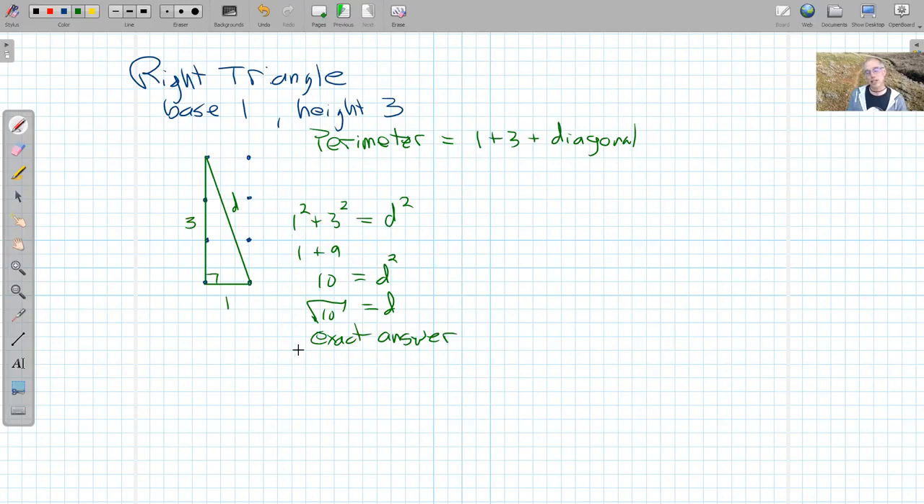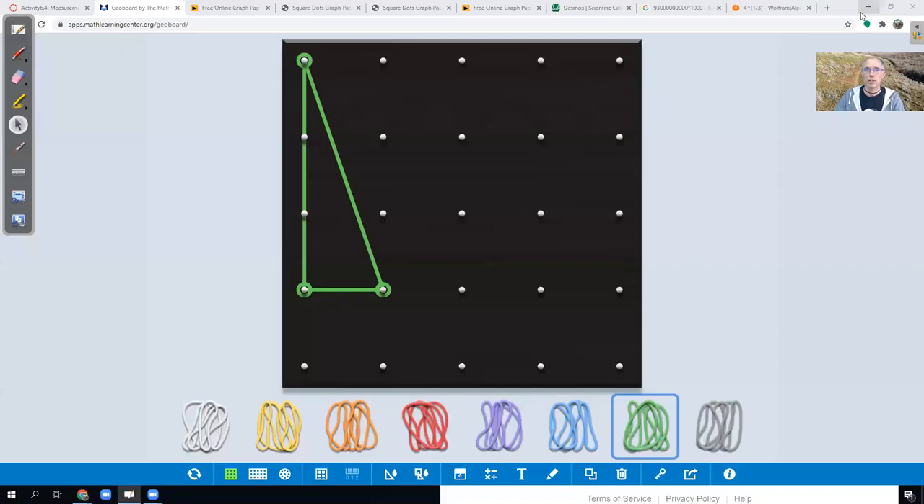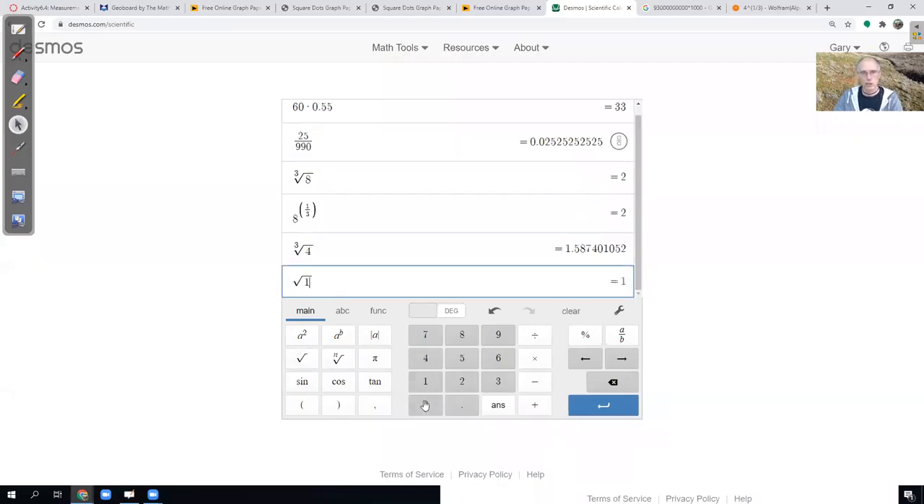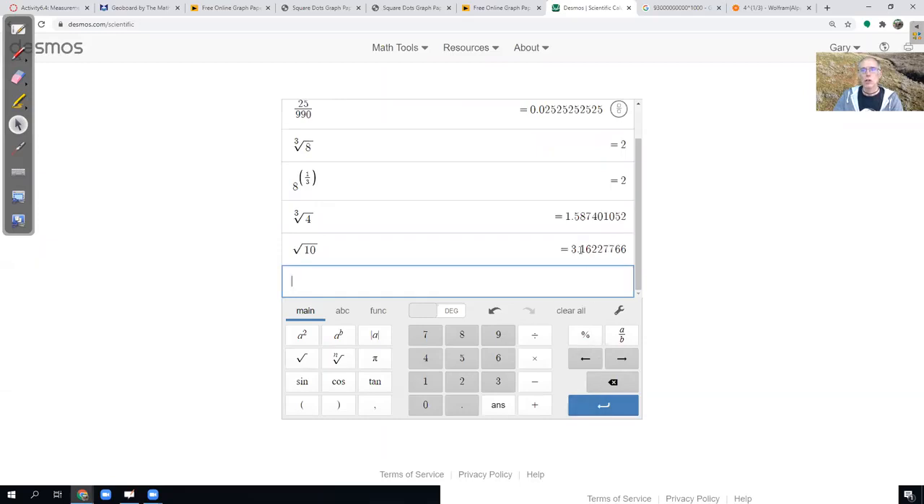If I plug this into a calculator, I no longer have an exact answer. So for example, if I go to my calculator, choose Desmos, and I say, hey calculator, what's the square root of 10? Calculator gives me an answer. 3.16227766. Looks like there might be a repeat going on there. But if we plug it into a calculator with more decimals, we're going to see it doesn't repeat.